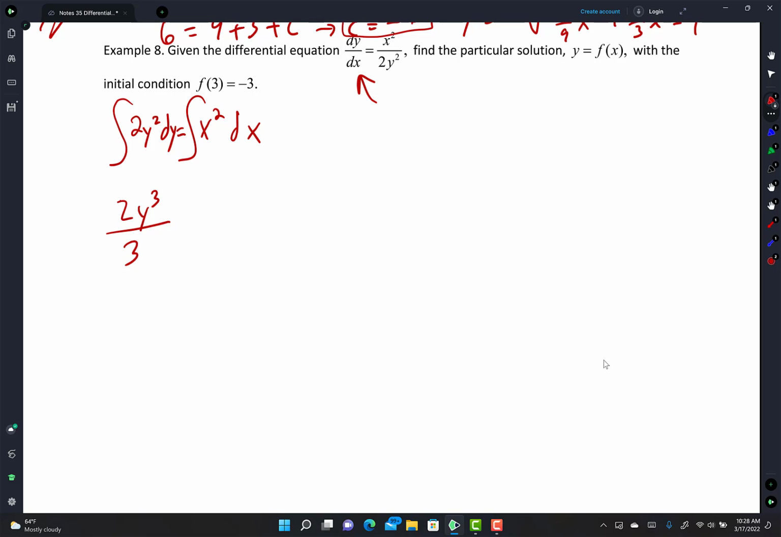So 2/3 y cubed equals, what's the antiderivative of x squared? x cubed over 3. Did we do that correct? And then I put plus c. I think this is a good place to plug in my point. The point they give me is 3, negative 3.